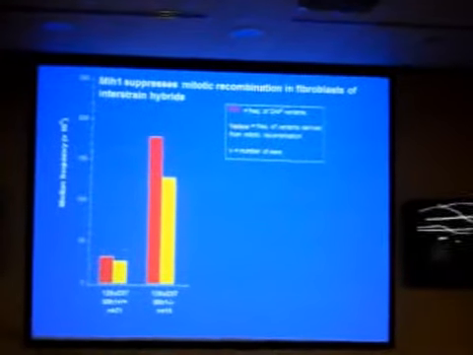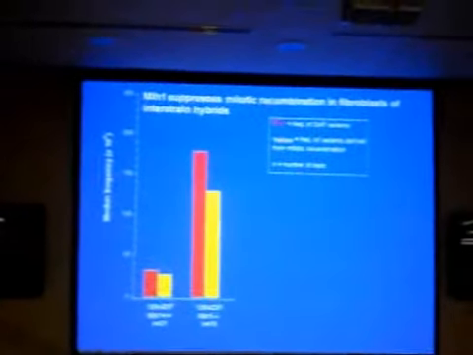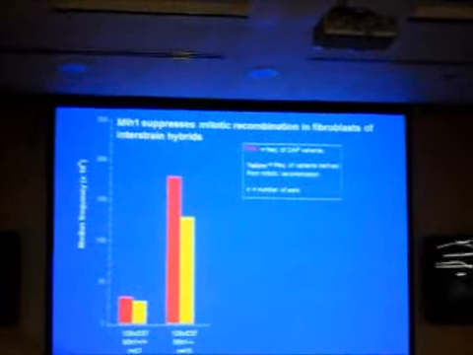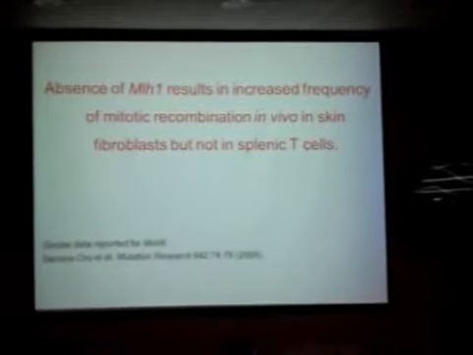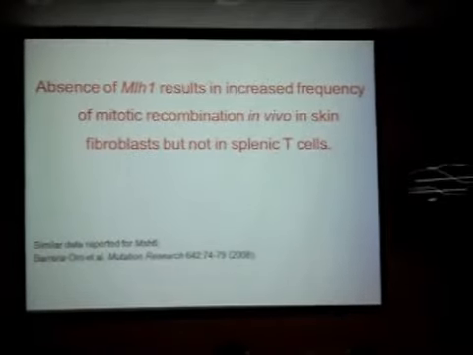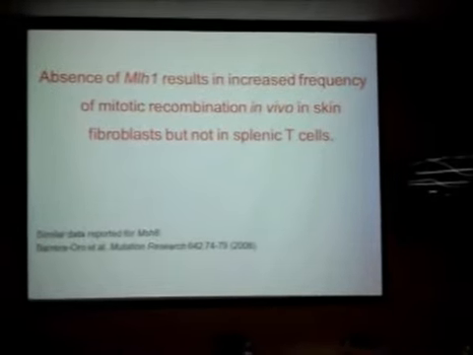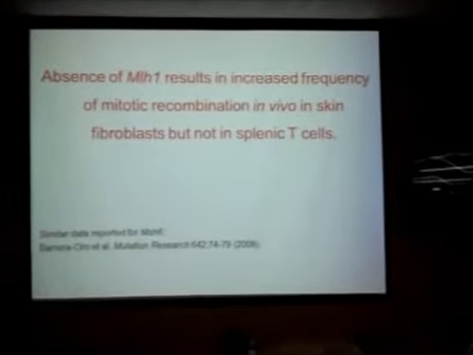So a take-home lesson there is what happens in a HeLa cell is not necessarily representative of what happens in a neuron or a myocyte. Here we have a fibroblast and T cell that behave very differently, looking at the same outcome. So this summarizes basically what I just said, and I should add that Barrera, Oro et al. reported essentially the same result, but in an MSH6, another mismatch repair deficient background.